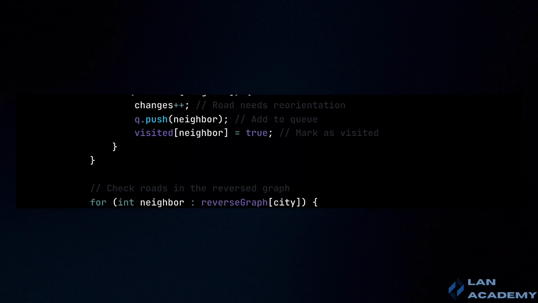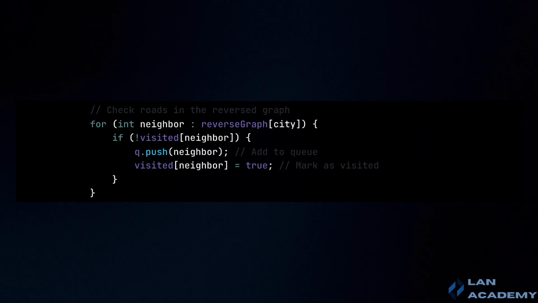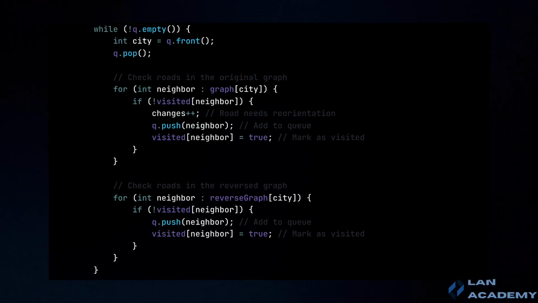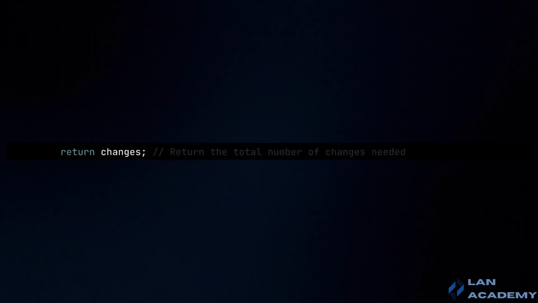For each neighbor of the current city in the reverse graph, if the neighbor has not been visited, we add the neighbor to the queue and mark it as visited. This check ensures that we can access all cities that can reach the current city, facilitating the traversal of the entire road network. At the end of the traversal, we return changes, which is the minimum number of roads that must be rerouted to allow access to city 0 from all other cities.